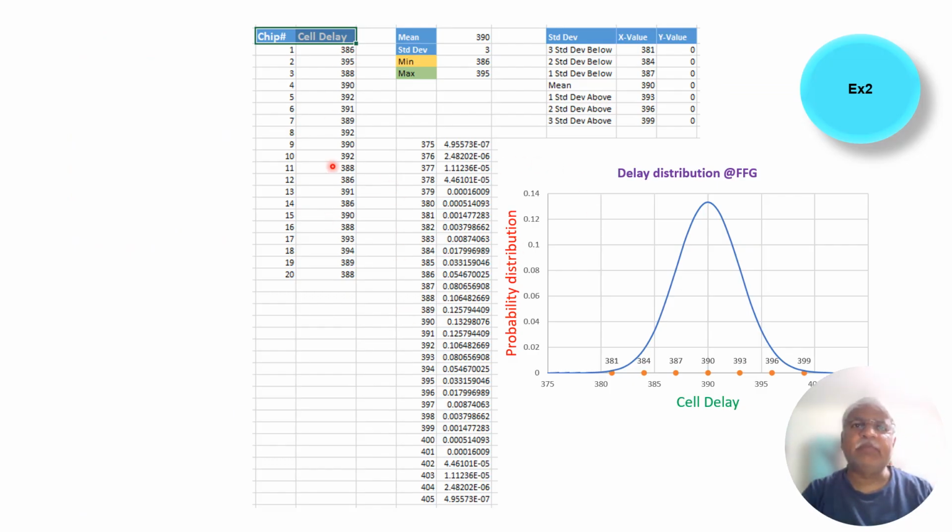In these sample points, the 3 sigma deviation below point is 381. As you know, our original sample points have a 3 sigma below point of 382. So this is not coinciding, so one of the preconditions is not met. Aside from that, we need to figure out the standard deviation error. Based on that we can say whether this distribution is correct, and hence whether the FFG value mentioned here, which is this one, is correct.